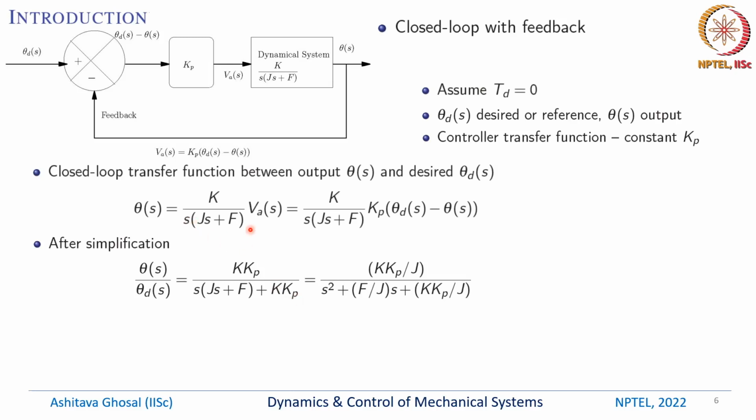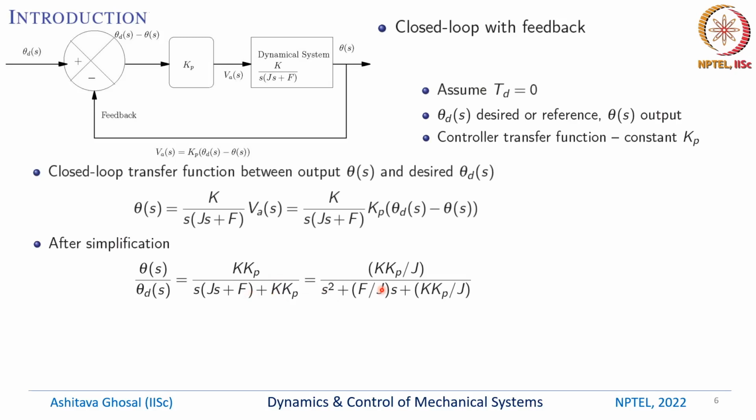So if the open loop transfer function is K divided by S into (Js plus F), and we have a controller and we have a feedback, then the closed loop transfer function will have the gains K into Kp divided by S into (Js plus F) plus K into Kp.